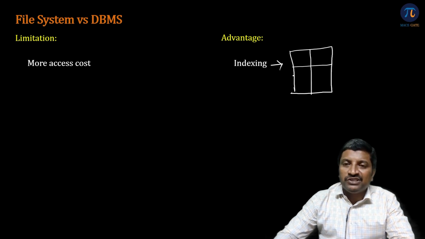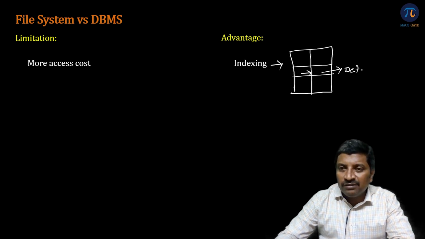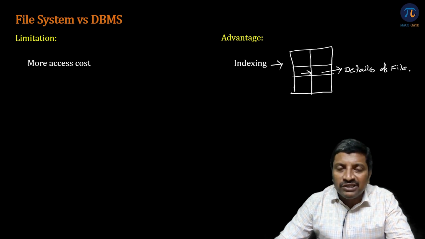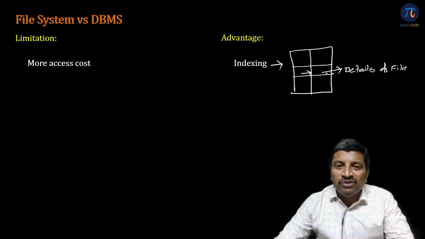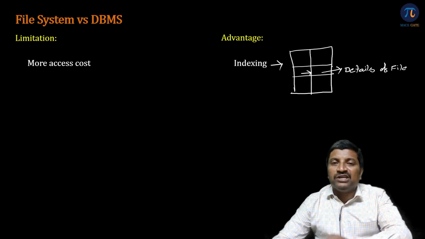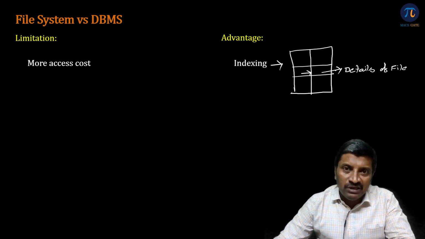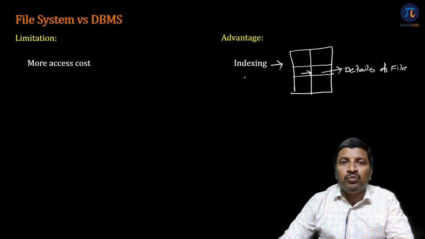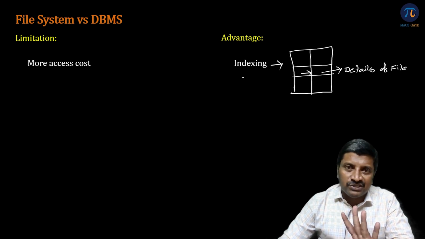So by using the index table, we can get the details of the file where my required data is present. Whenever I know the details of the file, I can bring only that particular file from secondary storage to the main memory, which will save so much time. So we will discuss the details of indexing in more detail in upcoming sessions.